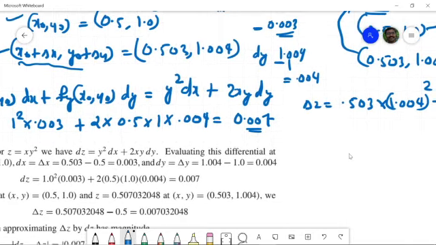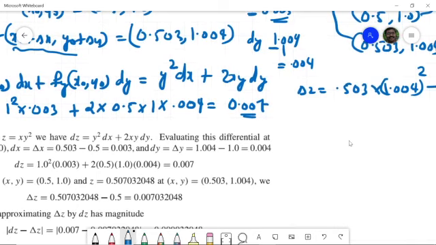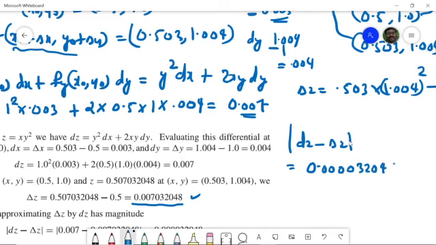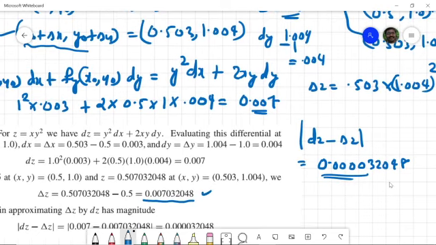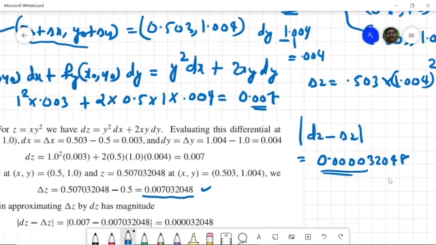So what is the actual change? They have computed it. It is nothing but 0.007032048. So this is the actual change. So what is the error in the approximation? The error in the approximation is nothing but the magnitude of dz minus delta z. What is it? It is actually something equal to 0.00032048. So you can see that the magnitude of error is very small. So dz is a very good approximation of delta z.